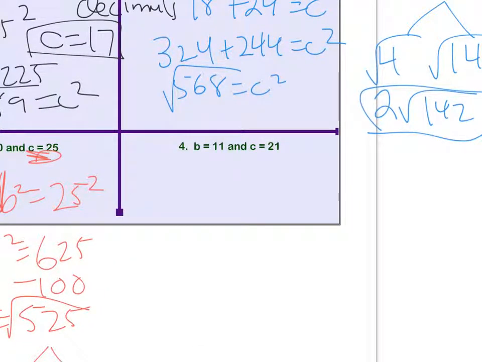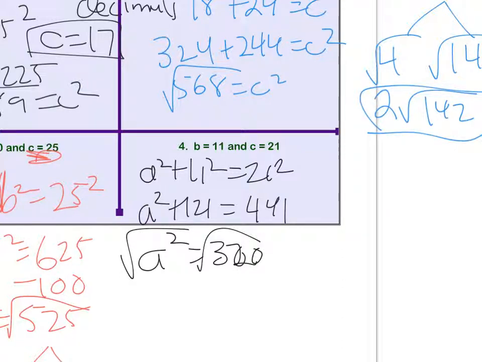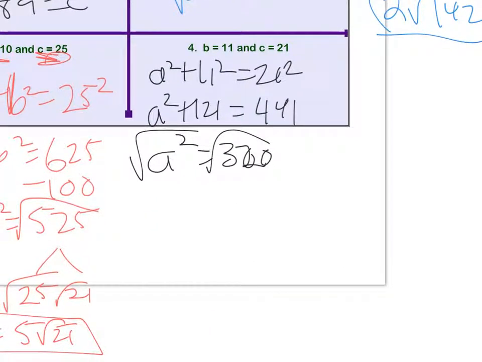Here for 11 and 21, so that's going to be a squared plus 11 squared equals 21 squared. So a squared plus 121 equals 21 squared, which is 441. So subtract 121. A squared equals 320. So square root, square root. Okay, so split apart 320, and you can play around with this a little bit.